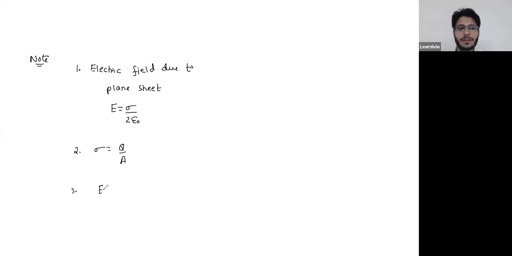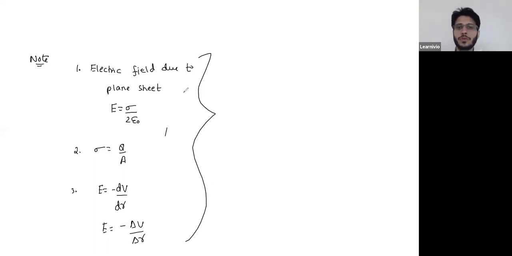Third, we can write electric field as the gradient of potential, dV over dr. Or for uniform field, you can write E as minus of delta V over delta r. I will use these 3 topics in the next 4 calculations. You can note it down if you don't remember this. You need these 3 topics in the next 4 or 5 calculations.